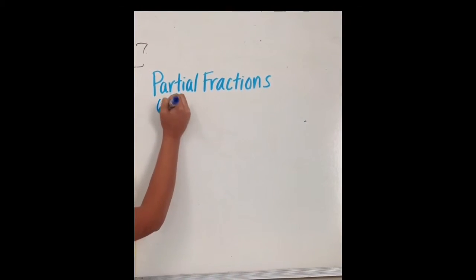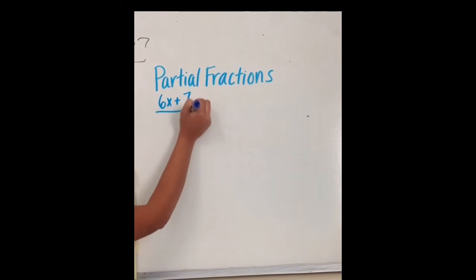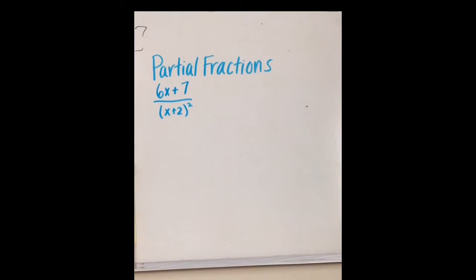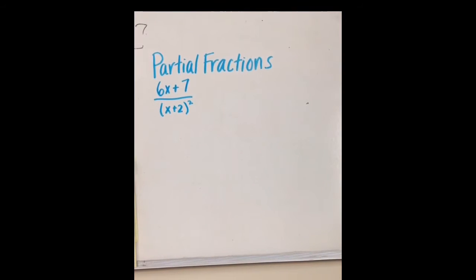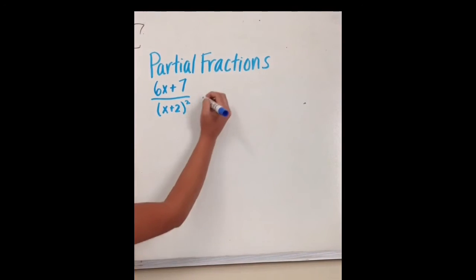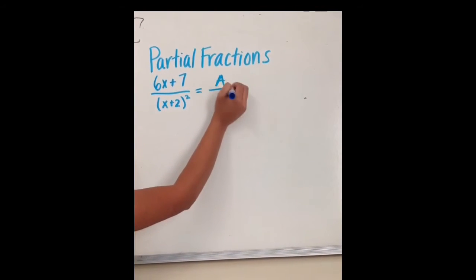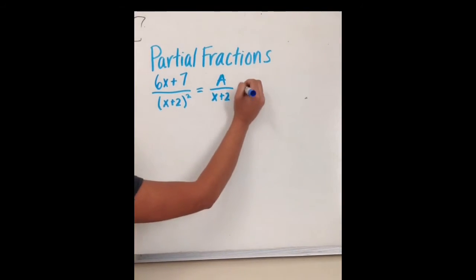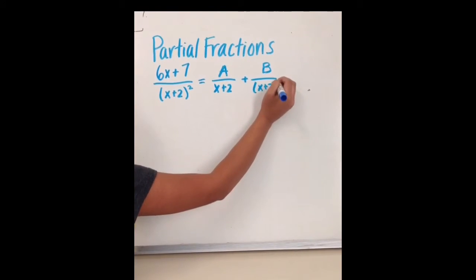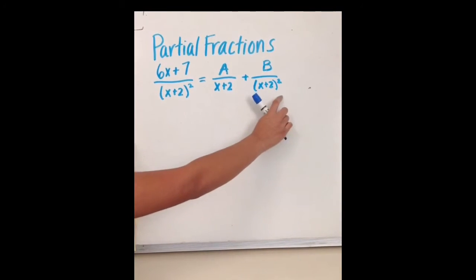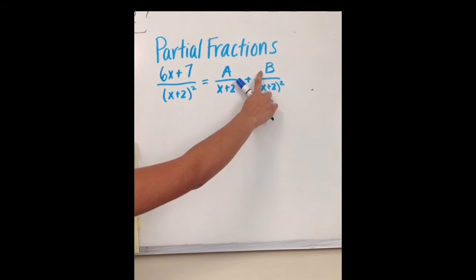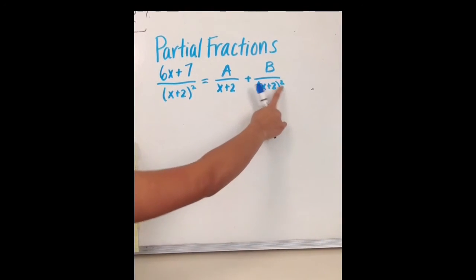We're going to try to integrate 6x plus 7 over (x plus 2) squared. Because the factors are x plus 2 and x plus 2, we will have x plus 2 as one of the denominators and (x plus 2) squared as the other denominator. So this will be equal to A over x plus 2 plus B over (x plus 2) squared. Even though this would technically be a quadratic factor and this would have to be linear, we keep this as one constant because it's (x plus 2) squared.